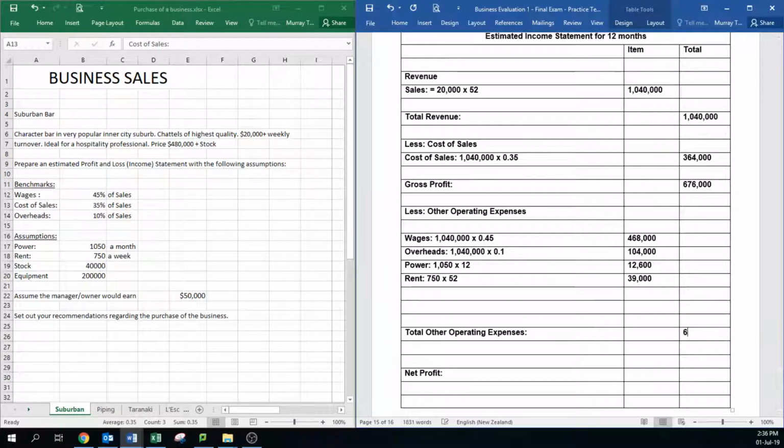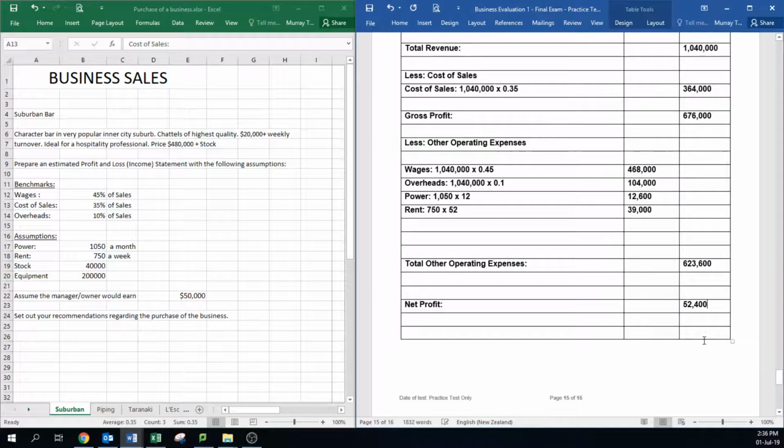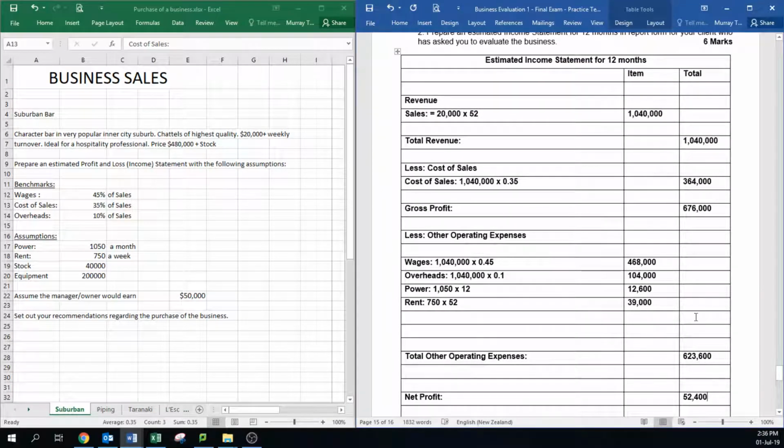So we have 623,600 of other expenses. Okay, final step is our gross profit minus our other expenses gives us our net profit. So this number here minus this number here gives us our net profit. And in this case, it is a measly 52,400. Okay, so that is an income statement.